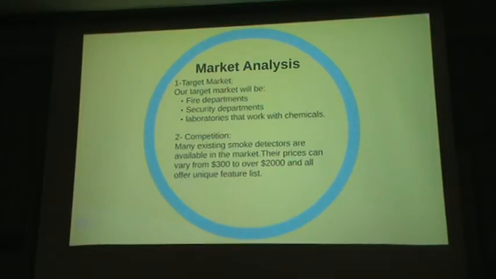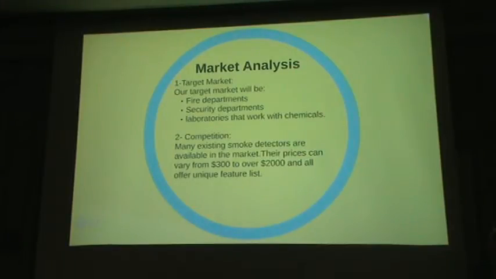And for market analysis, our target markets will be the fire departments, some security departments, and some laboratories that work with chemicals. Our product can help them get the concentration of the gases inside the buildings, and it will help the fire departments lower the risks and the diseases from the smoke and the flames.